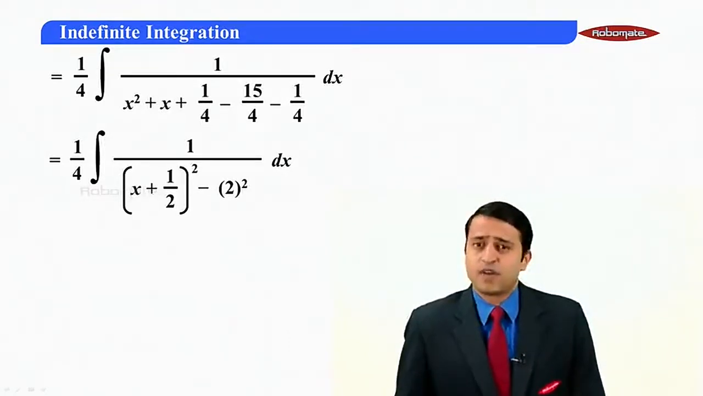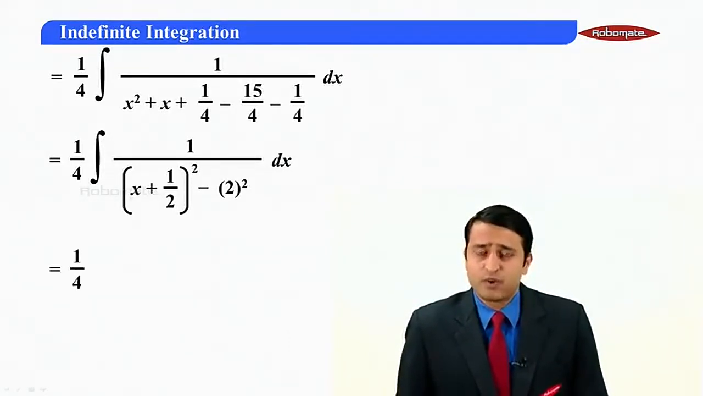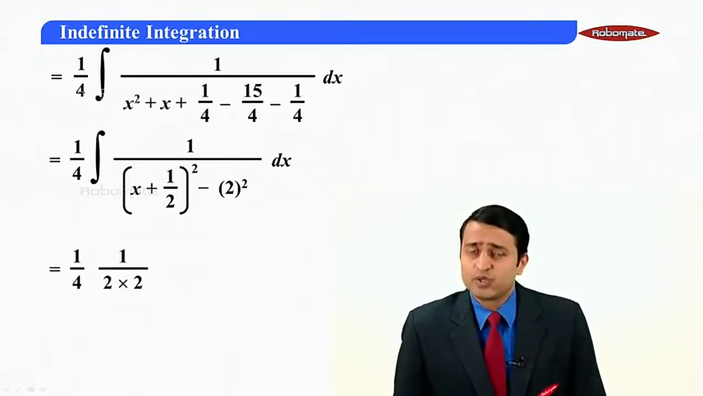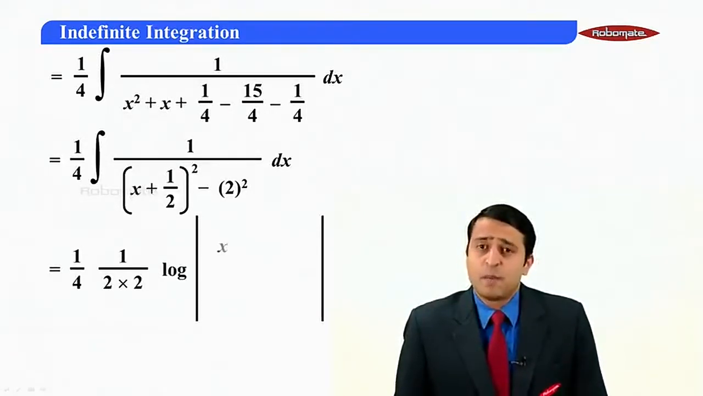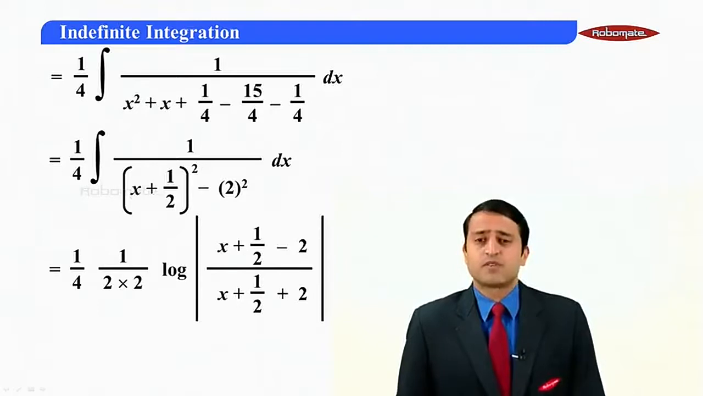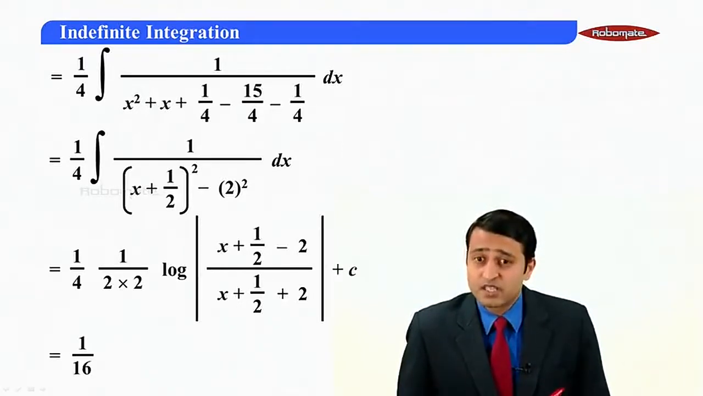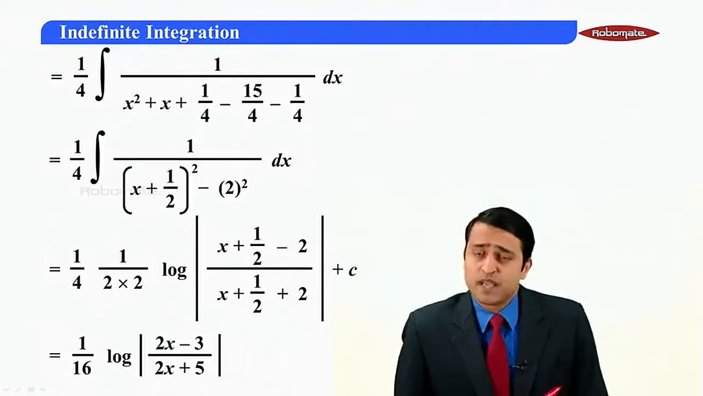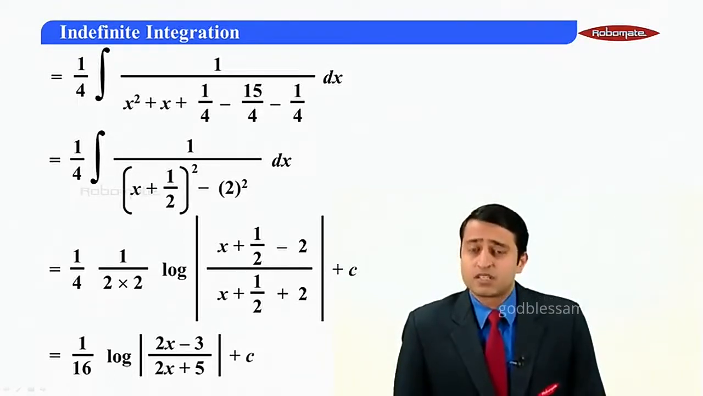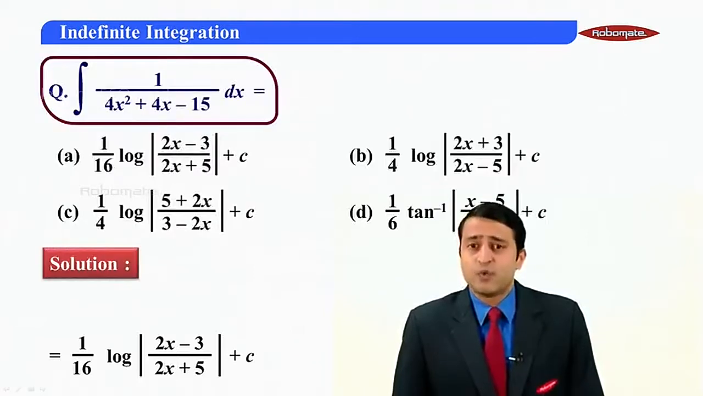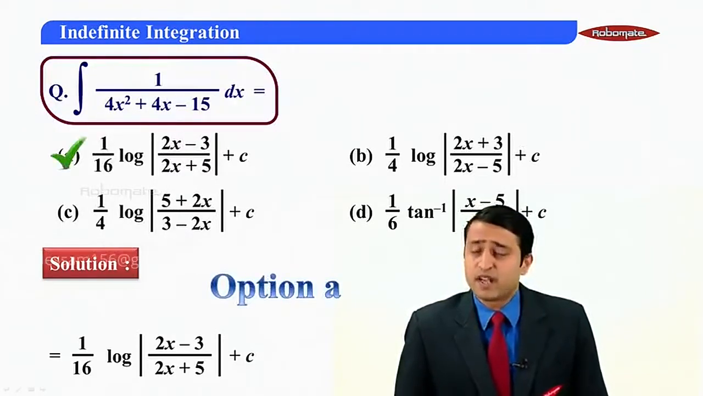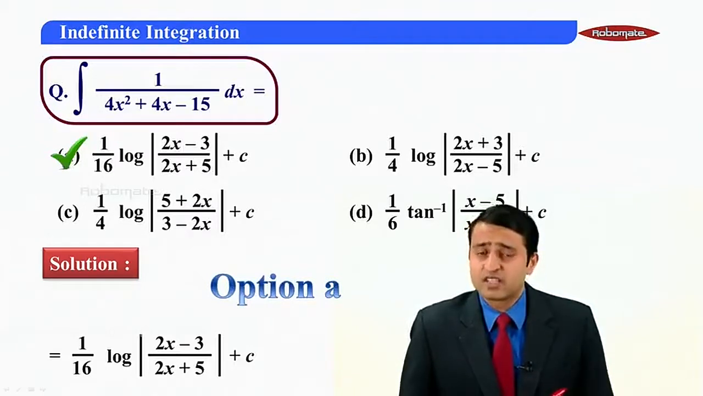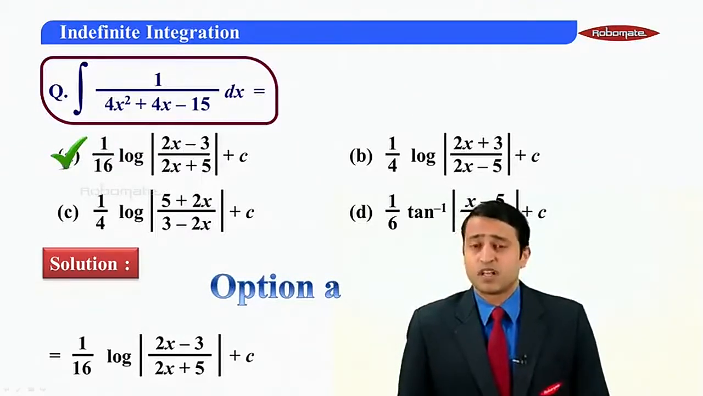Now if I apply the formula of 1 upon x square minus a square, I get 1 by 4 into 1 upon 2 into 2. So that's effectively 1 upon 16 log of x plus 1 by 2 minus 2 upon x plus 1 by 2 plus 2, plus c. Now that's 1 by 16 log mod of 2x minus 3 upon 2x plus 5 plus c. Now my dear students, we have to check which option out of the 4. 1 by 16 is present only in option A. So can we say that option A is the correct answer? And that's how we have approached this particular question.